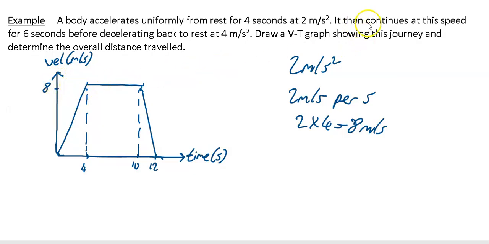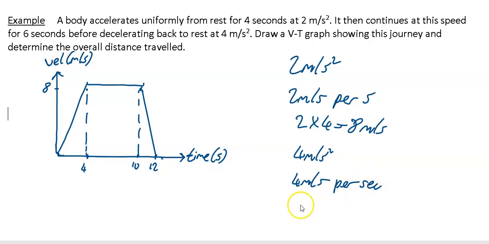It says it then continues at the speed for 6 seconds. So from 4 plus 6 seconds takes you up to 10 seconds, and then before decelerating back to rest at 4 meters per second squared. So I'm at 8, and I'm going to decrease my speed at 4 meters per second. So let's just write that out again. 4 meters per second squared means 4 meters per second.